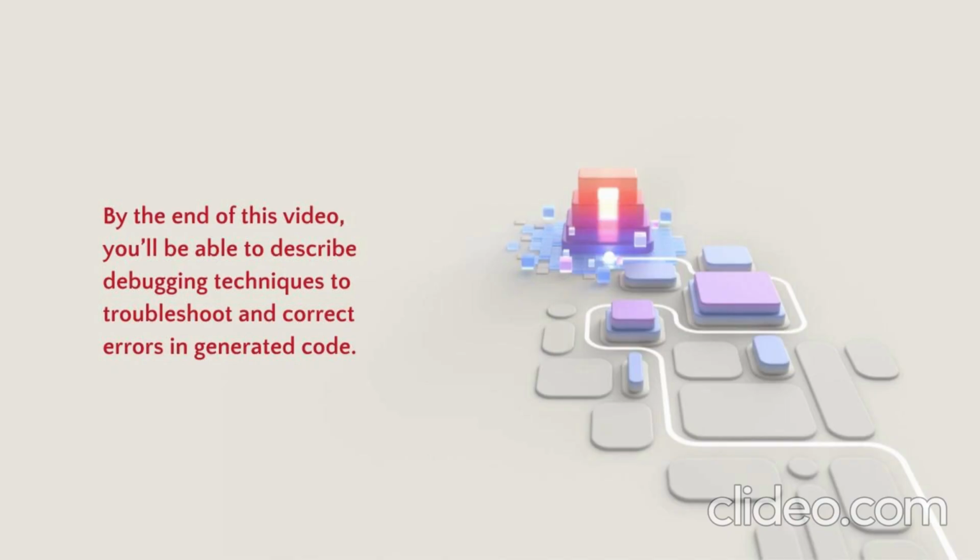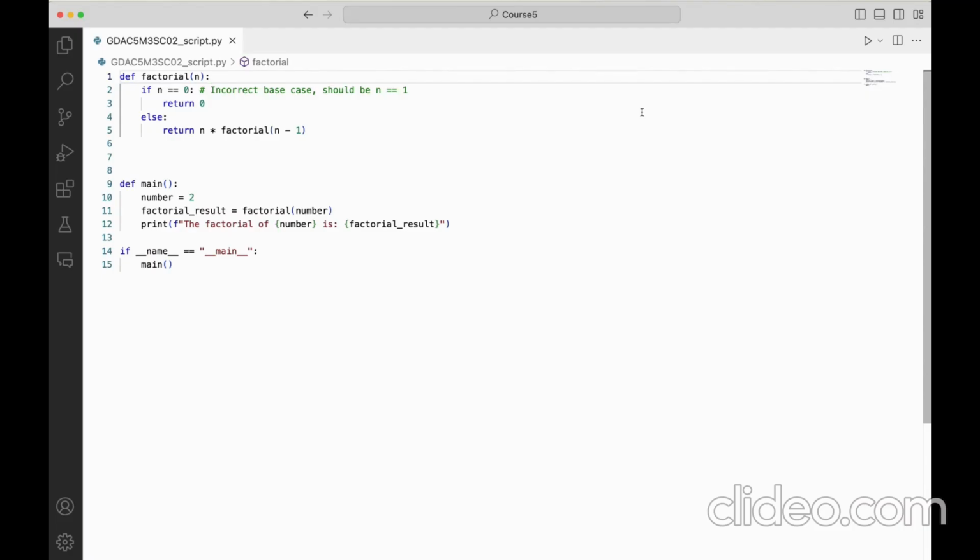By the end of this video, you'll be able to describe debugging techniques to troubleshoot and correct errors in generated code. Let's set the stage with a basic Python script that calculates the factorial of a number. However, we've intentionally introduced a subtle error that might not be immediately obvious. We'll use this script as our playground to demonstrate various debugging techniques.